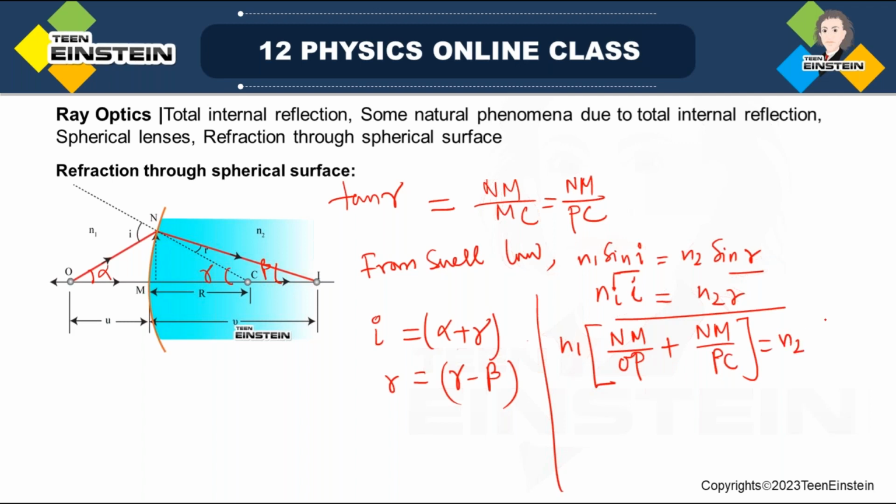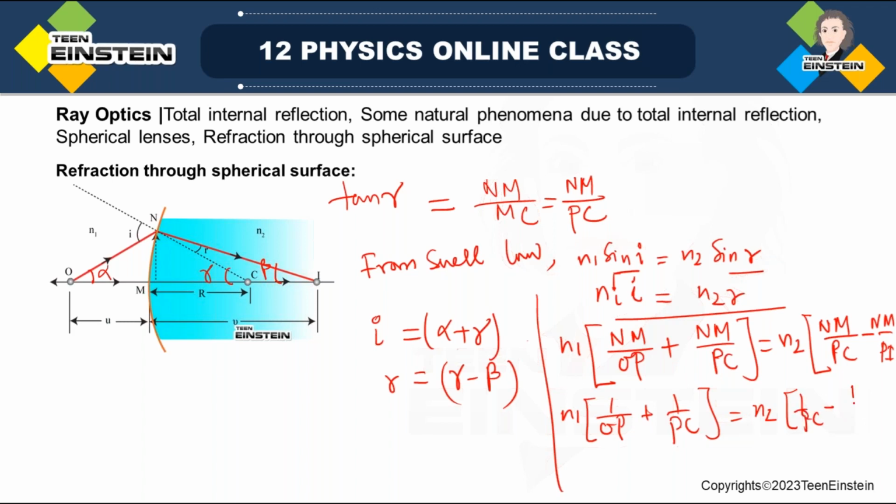Other side, N2 into gamma minus beta. Gamma is again Nm by PC minus Nm by PI. See, beta is this one, so Nm by PI. Okay, so now the Nm are common from both sides. If we just strike them out, this will be 1 over OP plus 1 over PC is equal to N2 into 1 over PC minus 1 over PI.